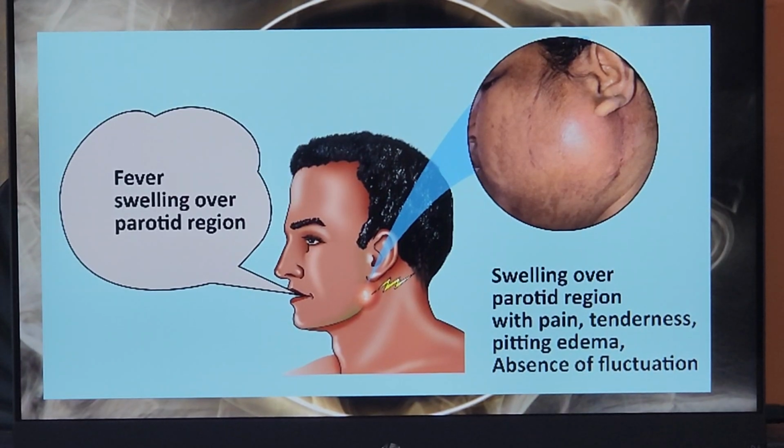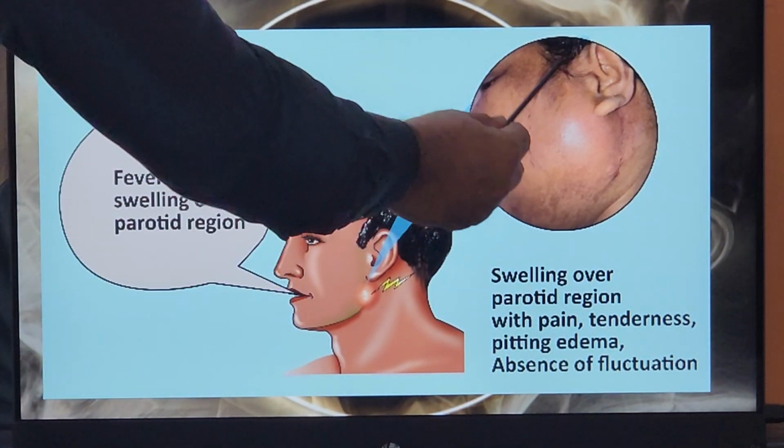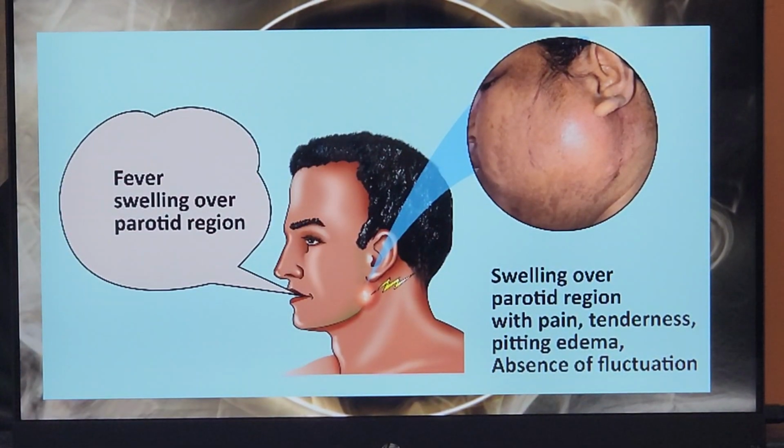over the parotid region. On examination, there will be swelling over the parotid region, and the skin over the swelling will be discolored, slightly reddish in color, and it will be painful also, it will be tender, and there will be absence of fluctuation because there is a thick covering on top, fascia, so fluctuation cannot be elicited properly.